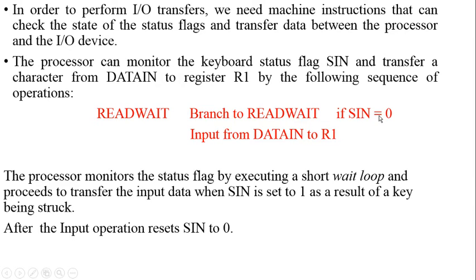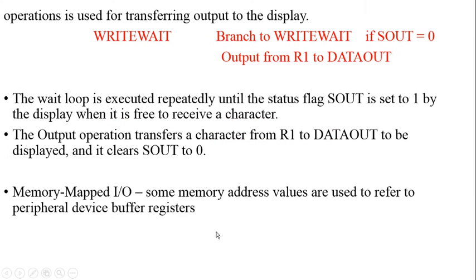If the SIN value equals 0, the processor continues in a waiting state, and whenever the SIN value becomes 1, the processor can transfer the data from the data in register to the processor register R1. The processor monitors the status flag by executing a short wait loop and proceeds to transfer the input data when SIN is set to 1 as a result of a key being struck. After the input operation, reset SIN to 0.